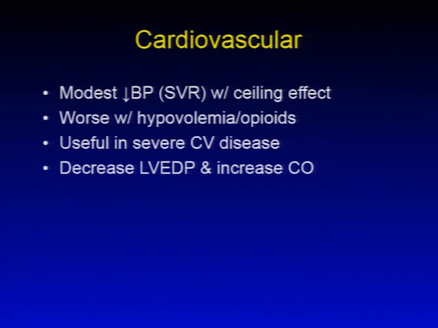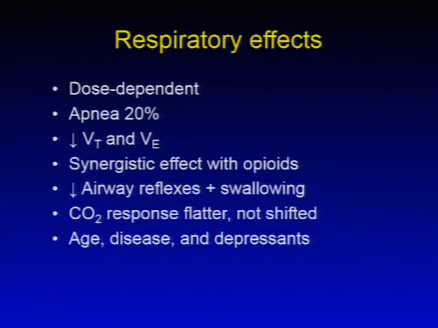Cardiovascular effects. There's a modest decrease in the blood pressure, specifically the SVR, but it does reach a ceiling. It is worse when patients are also concomitantly hypovolemic or already have received opioids. It is useful in severe cardiovascular disease despite this. There is a decrease in the LV-EDP and an increase in cardiac output with the use of benzodiazepines in patients with cardiovascular disease.